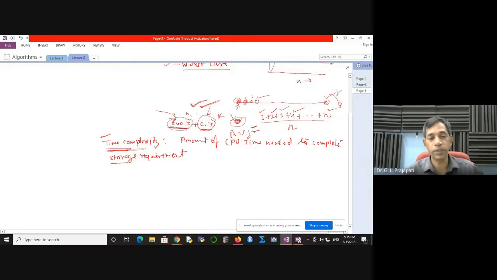So once we ask what is the time complexity of your algorithm, or what is the time requirement, or what is the computational behavior of the algorithm, actually we are interested in the CPU time of your algorithm. The amount of CPU time we need for completion of the algorithm, this is the time complexity. Storage requirement or storage complexity is the space complexity, you can say space complexity.